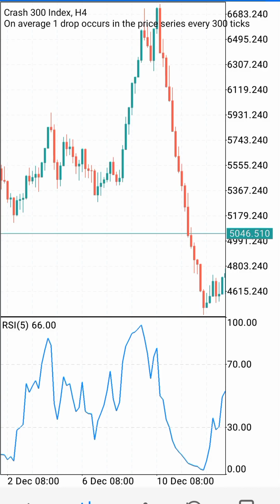All right, folks, here we have the synthetic indices Crash 300 Index on a 4 hour time frame. And today, I'll be teaching you how you can catch spikes or crashes with just one simple indicator. Now, the indicator, I have it on my screen here. You can see it there.